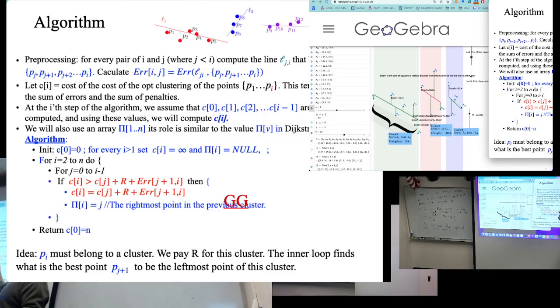I'm assuming that all the points from J plus 1 to I lie in one cluster, so I'll measure the fitting error. I'll find the best line that matches these points. I'll measure the error, the vertical error, the vertical distance to each one of the points in the cluster. Look at this distance, this distance squared, sum them up. This is what I'm capturing right here.